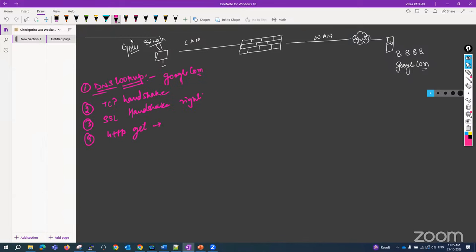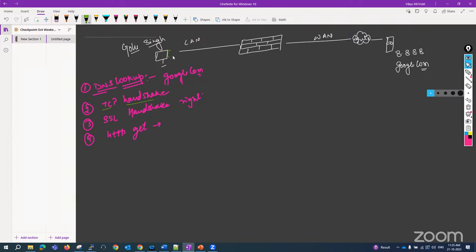So what is happening? The moment the DNS lookup happens, Golu Singh will have one IP address, which is 8.8.8.8. So Golu Singh's PC has both the source and the destination. It will initiate the communication and do the TCP handshake.